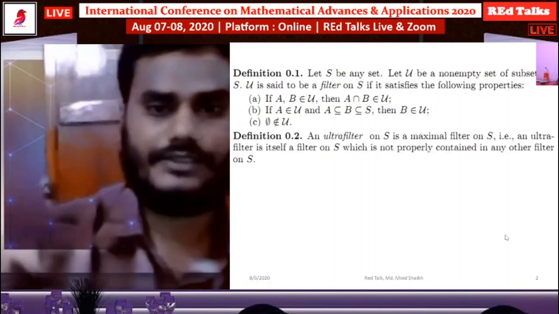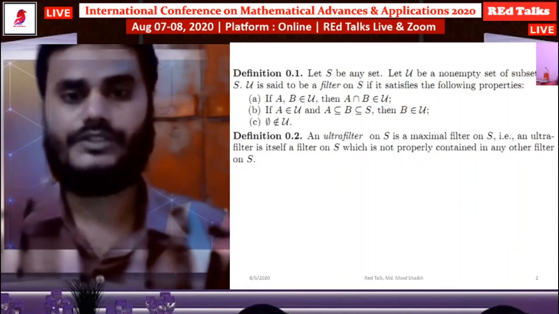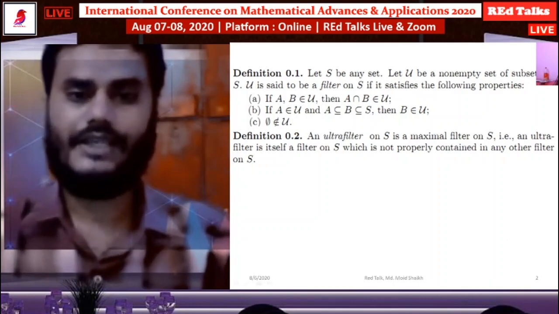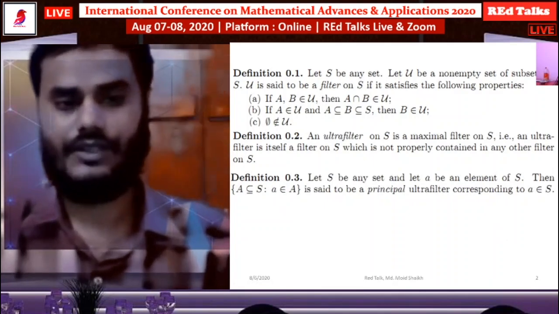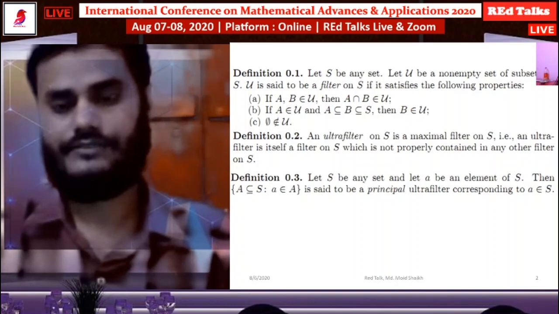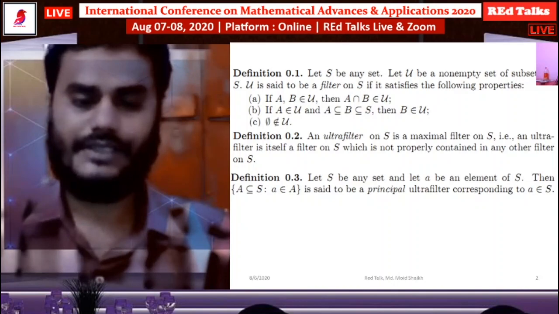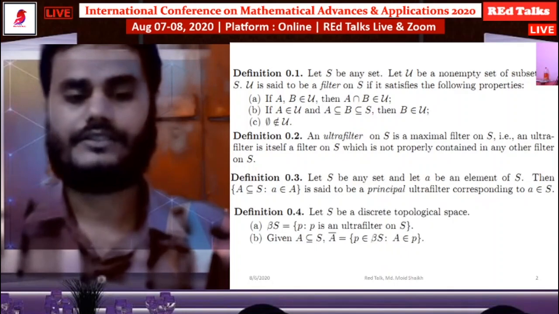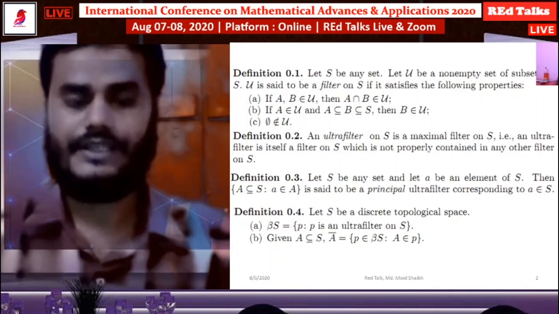An ultrafilter on S is a maximal filter on S. That is, an ultrafilter is itself a filter on S which is not properly contained in any other filter on S. Let S be any set and let a be an element of S. Then the set of subsets A of S such that a belongs to A is said to be a principal ultrafilter corresponding to a belonging to S. Let S be a discrete topological space. Beta S is equal to the set of P such that P is an ultrafilter on S. Given A is a subset of S, A bar is equal to the set of P belonging to beta S such that A belongs to P.